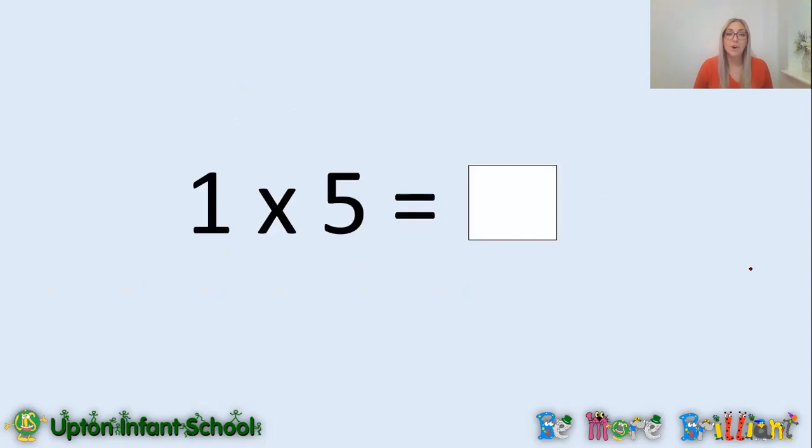The next one, we have got 1 times 5. Okay, so that means 1 lot of 5. So if I was just to draw 1 lot of 5, here we go. First lot, 1 lot. 1, 2, 3, 4, 5. Okay, so what does that mean? That means 1 lot of 5 is, shout it out. How many counters have I got? I have got 5. Brilliant. So 1 lot of 5 is 5.